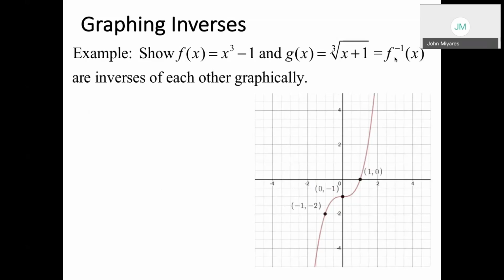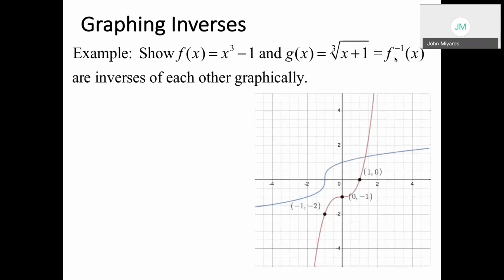Now let's look at the graph of g of x, the cube root of the quantity x plus 1. It has a very similar shape, but it's been flipped over sideways. If I was to label some points on this blue graph, what you would find is we have the points (0, 1), (-1, 0), and (-2, -1).